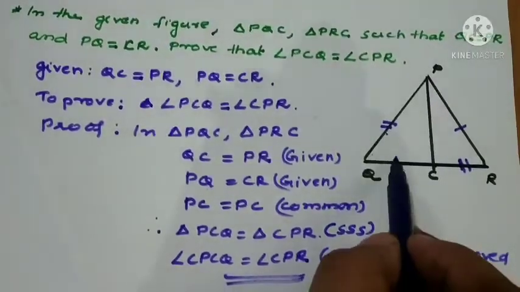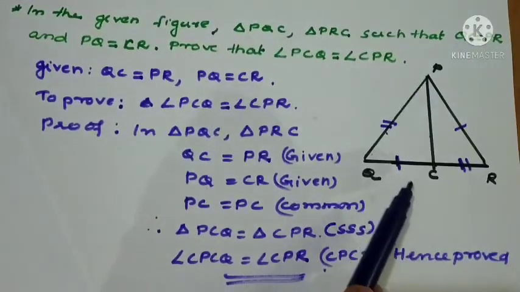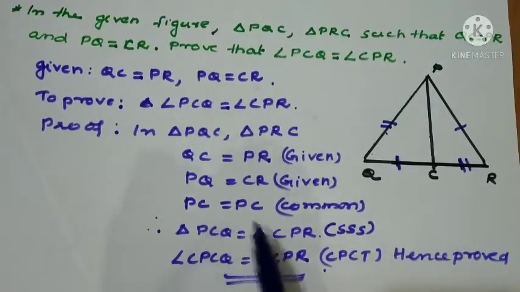So here included angle, if you are getting, we can use as SAS criteria, but there is no chance of getting the included angle, so we have opted for the third side.